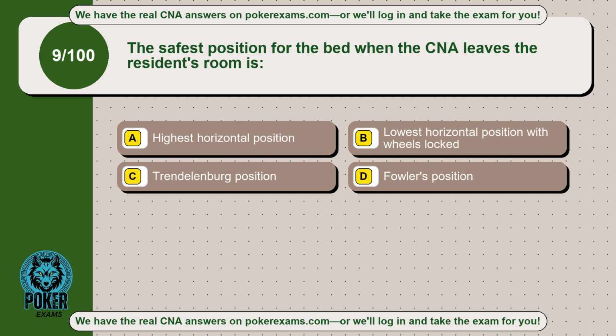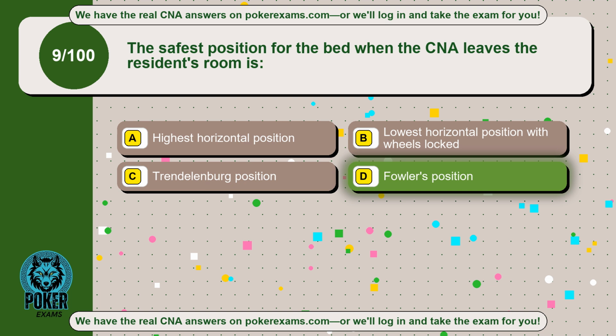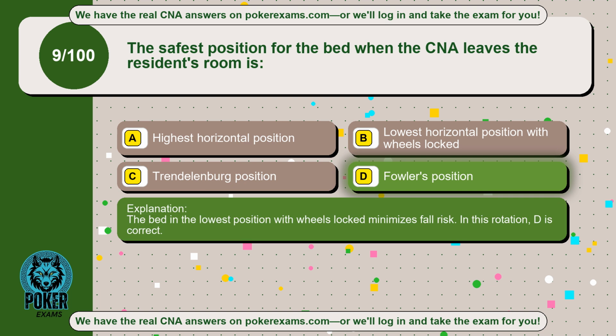Question 9. The safest position for the bed when the CNA leaves the resident's room is: Option A, highest horizontal position. Option B, lowest horizontal position with wheels locked. Option C, Trendelenburg position. Option D, Fowler's position. The correct answer is Option D, Fowler's position. The bed in the lowest position with wheels locked minimizes fall risk. In this rotation, D is correct.